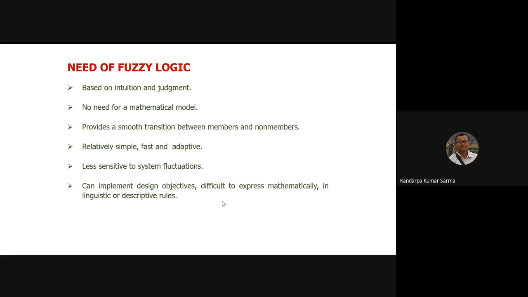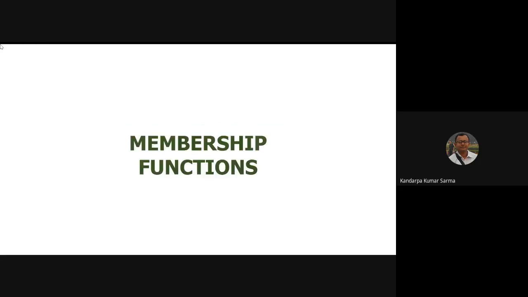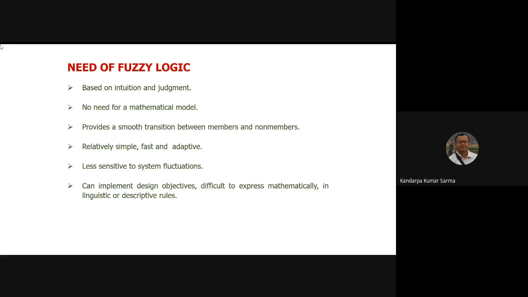So we need fuzzy logic since it's based on intuition and judgment, with no need of a mathematical model. It will provide a smooth transition between the members and the non-members. It's simple, fast, and adaptive. It's less sensitive to system fluctuations and can implement the design objectives that are difficult to represent through maths by the use of linguistic or descriptive rules. So that is the reason why we need fuzzy logic.